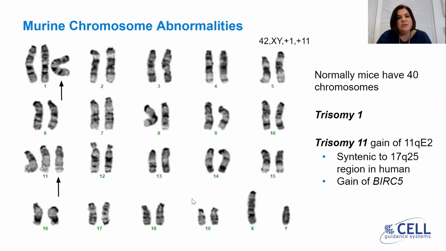So, as I mentioned, we also do mouse chromosomes. The normal number of chromosomes for mice is 40, and in this cell we have 42 because we have trisomy for mouse chromosome 1, and we have trisomy for mouse chromosome 11. The trisomy for chromosome 11 is particularly interesting because it leads to a third copy or gain of 11qE2, and that's actually syntenic to 17q25 in humans. And as we've discussed, that results in gain of BRCA5 gene.